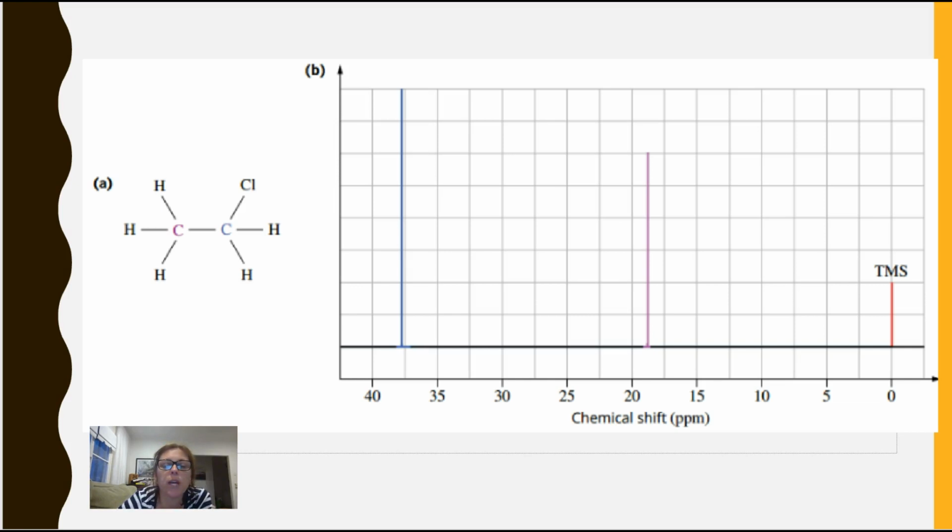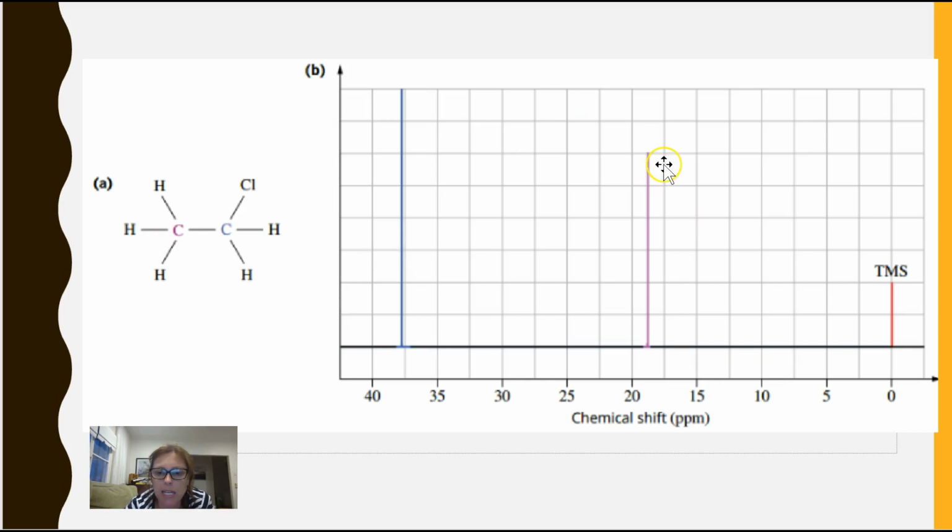What have we got? We have a carbon atom here with 3 hydrogens off it, and it's also attached to another carbon. Yet on this carbon here, we have a carbon with 2 hydrogens and a chlorine attached to it. So they are surrounded by different atoms, and that's going to make a difference in the energy required to flip it, and therefore that's going to be seen as 2 different peaks.